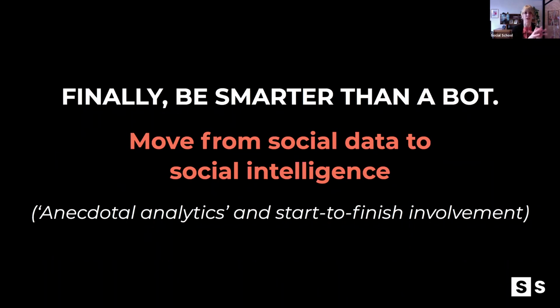So we're moving from social data to social intelligence. That just means that we're combining what we know to be working, what we're hearing from people, what we're seeing in the market, constantly iterating and being creatively inventive with our campaigns. Otherwise, we're just robots trying to repeat the same amount of content and staring at the data.